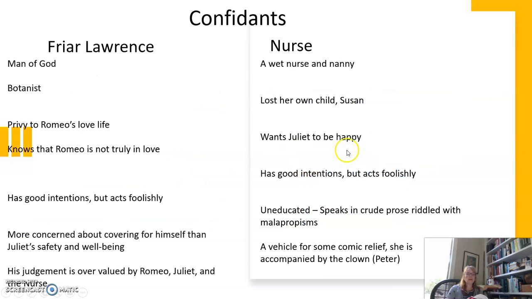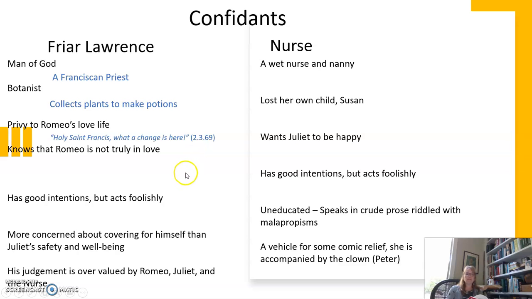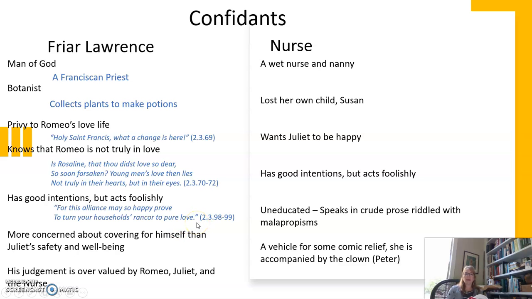The confidants. Friar Lawrence is a man of God, a Franciscan priest, a botanist who's collecting plants for potions when we first meet him, privy to Romeo's love life and all of its changes. He knows that Romeo is not truly in love, but the love is just in his eyes. He has good intentions, but come on, he acts very foolishly, marrying Romeo off without telling Romeo's parents, not telling the Capulets, giving Juliet that potion. That's ridiculous. And he is more concerned at the end about covering for himself than Juliet's safety and well-being. In fact, he says he'll hide her in a sisterhood of holy nuns and never tell that she was really alive.